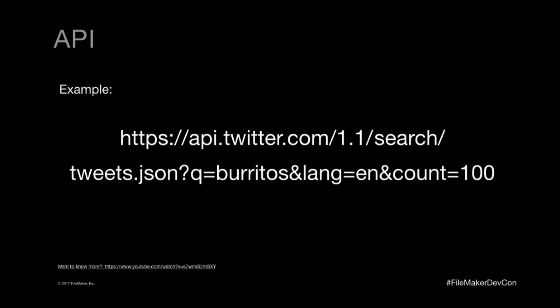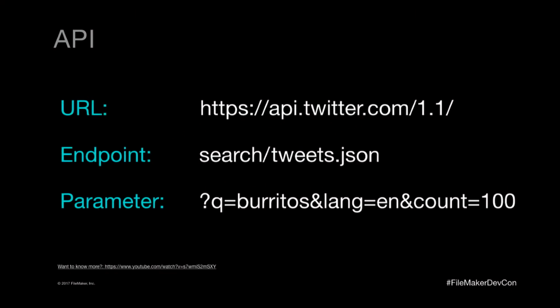Let's take an example. For example, this is an API call to Twitter. It's a long line of text, but if we split it in parts, we can see it has different parts. The first one is the URL, which is api.twitter.com, and then we have /1.1/. Well, sorry, the URL ends on 1.1, and then we have search/tweets.json. This is what we call the endpoint.